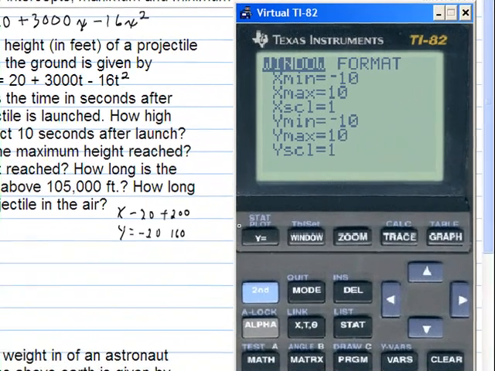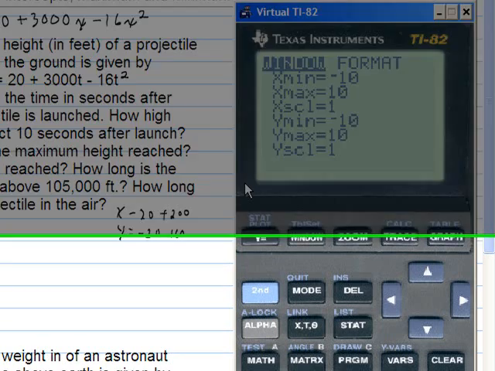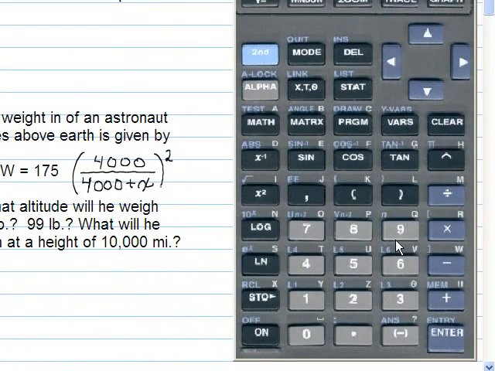Now to set the window, we wanted our time to go from -20 seconds to 200 seconds. The reason I make time -20 is because I don't want my y-axis to be right along this edge. I'd rather move it over a little bit so I can clearly see the y-axis. So that's why I use -20 on the time. So I'm going to arrow down, put in -20 for my x-min. I'm going to run this experiment for 200 seconds, so I put 200.